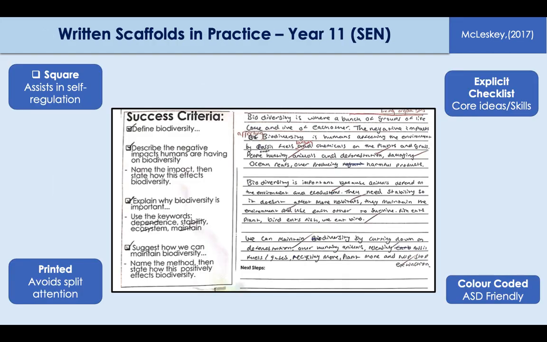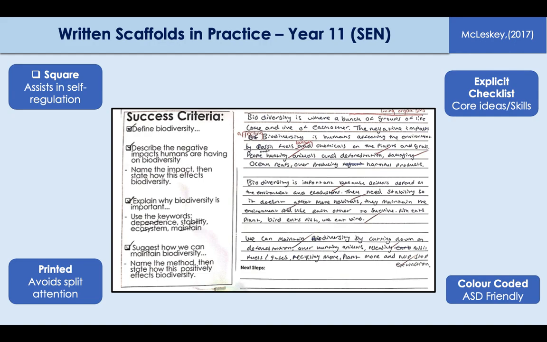So here we can see an example from my Year 11 bottom set class where the printed out checklist is on the left. And what you can see here is the student has actually used the square to assist in self-regulation. They have ticked off when they think they have accessed or written that part of the answer. It was printed to avoid split attention, because often what I found was if you put the checklist on the board, the students spend more time looking up and down to try and write and then look back up. But having it right next to the work allowed them to write more fluently.